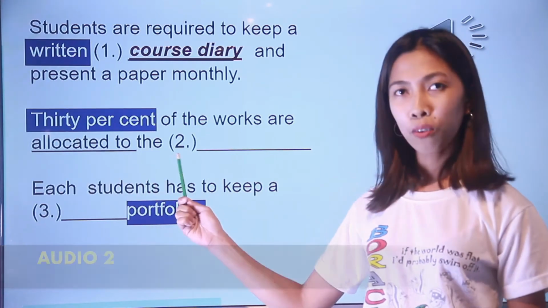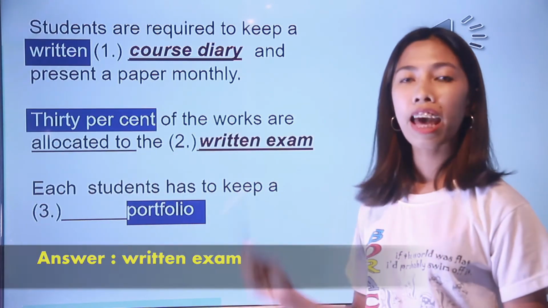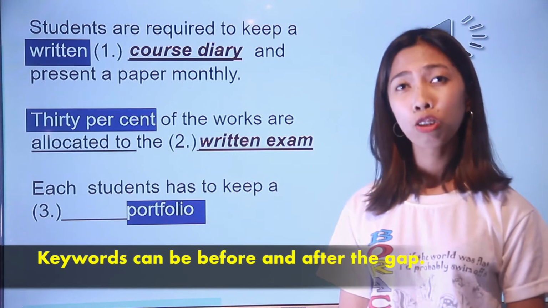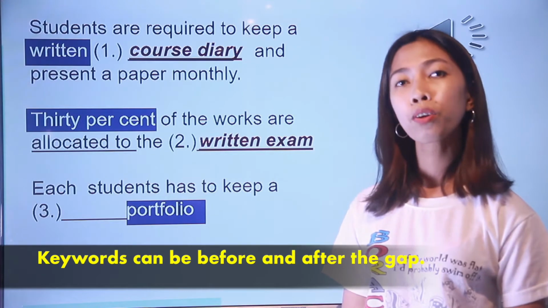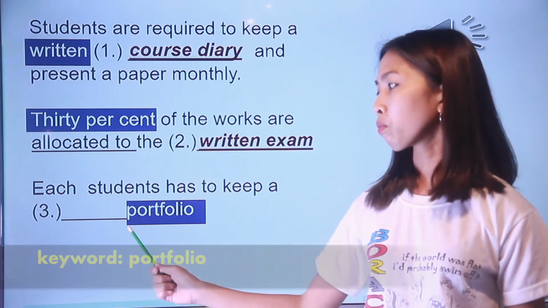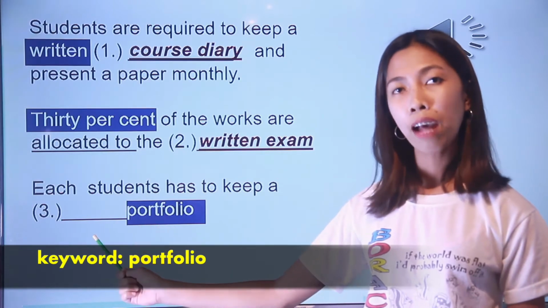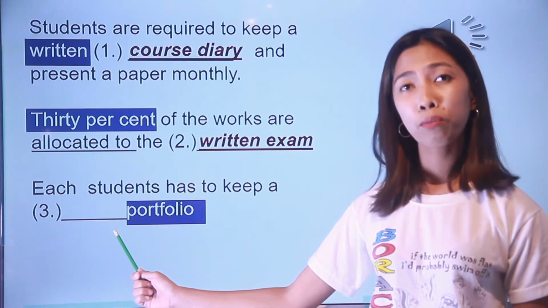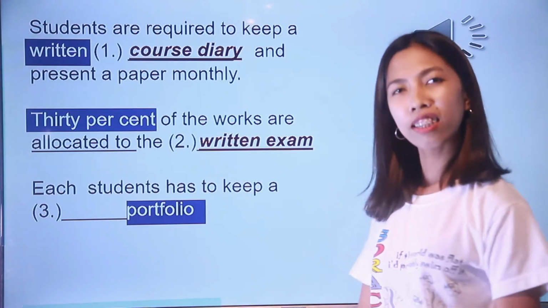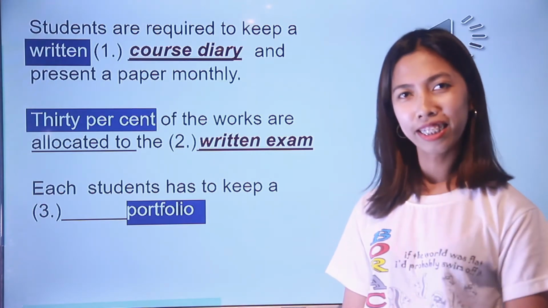So if your answer is "written exam," then that's correct. Now this time, let's have number 3. Again, your keywords are usually before or after the gap. In this case, our keyword will be "portfolio," which is after the gap. That means we're going to find an adjective to describe portfolio. Let's see now what the answer is for number 3.